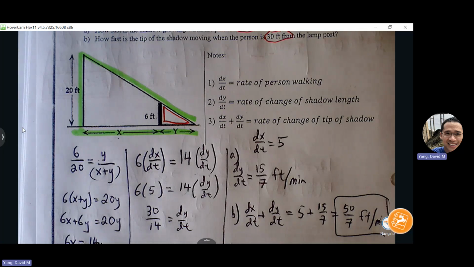Slight adjustment here. The man is walking towards the pole. How's that going to affect the rate? Negative, right? Not because he's going left, but because that distance between him and the pole is decreasing. That's why we want that rate to be negative.